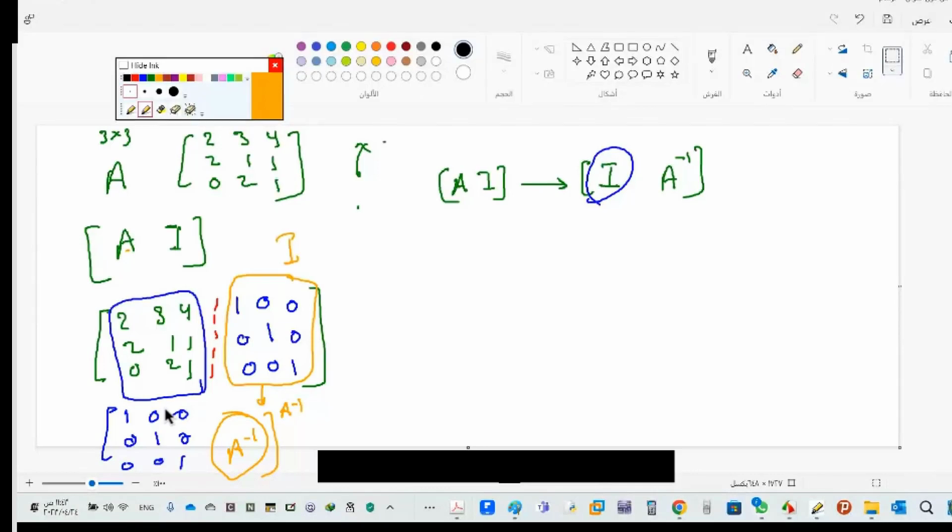If I can convert A to be I, directly it will convert to be A^-1.